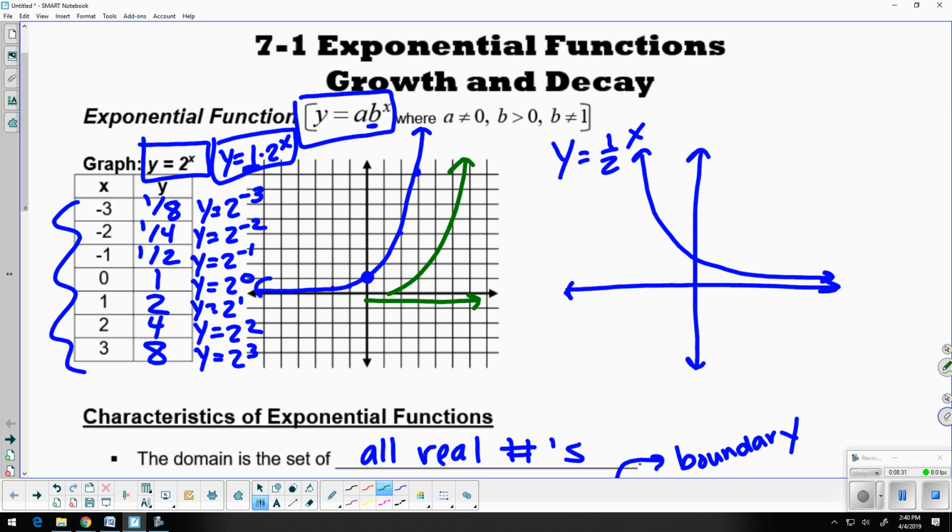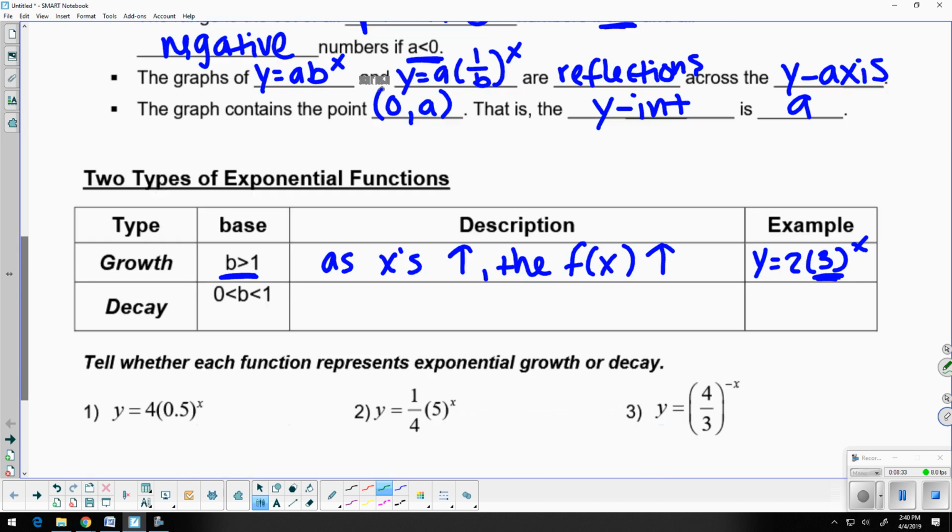And then for exponential decay, now, if your b value, it says, is in between 0 and 1, so we're talking about fractions, decimals, like 0.01 or 1/2 or 2/3. Okay, those are all numbers between 0 and 1. So let me give you an example down here. If it was like y equals 2 times 1/3 to the x, so again, if this number is in between 0 and 1, then it's going to be exponential decay.